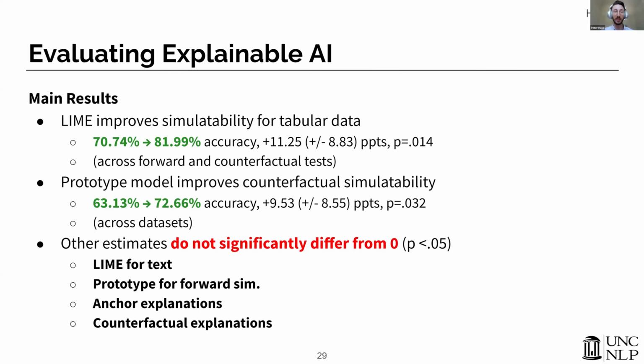LIME really did improve simulatability for this kind of income prediction task, which is a low dimensional tabular task. And I think we have a good understanding from talking with our users about why that happened and what they learned about the model. But then there were also a lot more settings where it seemed like the methods weren't necessarily working well at all. So this was overall pretty surprising given the level of optimism in the community at the time.